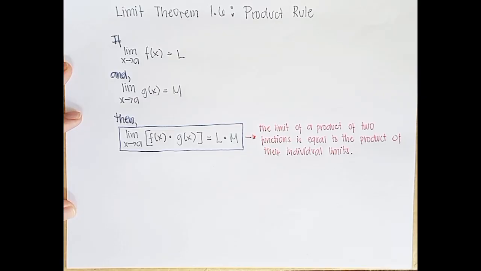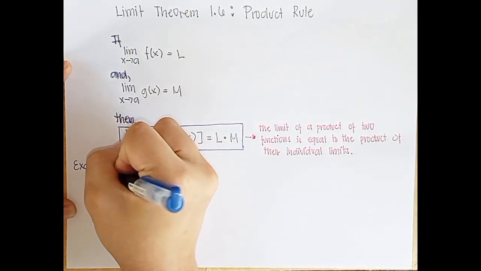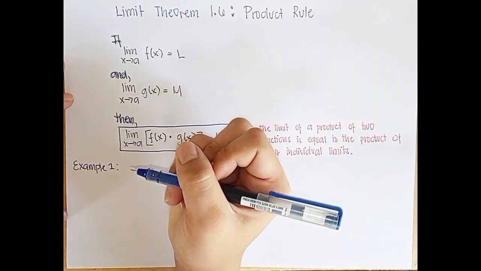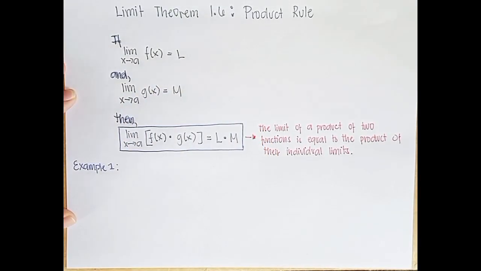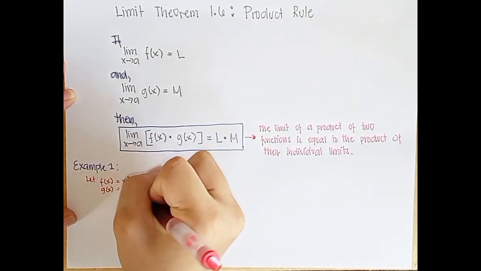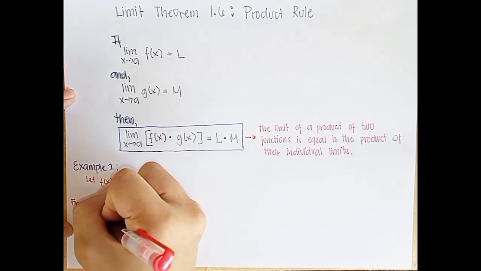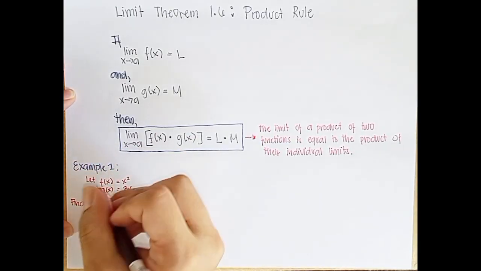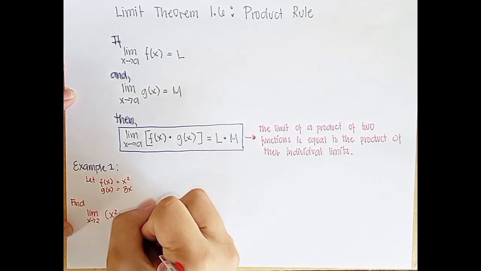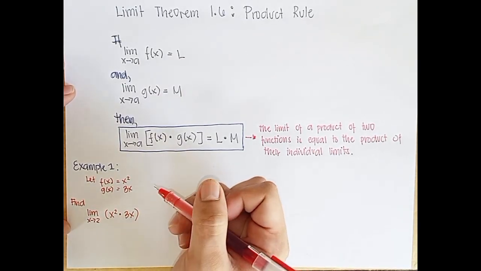This means you don't need to multiply out the full expression first. You can take the limit separately, then multiply. So to fully understand this theorem, let's give an example number 1. Let f of x equal x squared and g of x equal 3x. Find the limit as x approaches 2 of x squared times 3x.